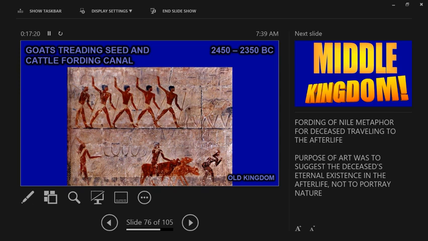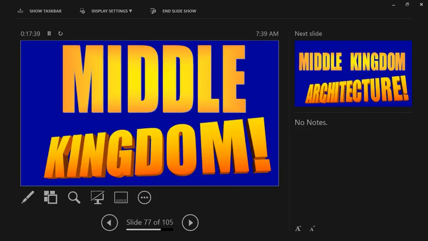And then also, I want you to notice that there's hardly any overlap over here. That space that I was talking about, where it's really squished like they are on a ledge on the side of a building, and only the animals are overlapping, but the people do not overlap. All right, so let's go to the Middle Kingdom.